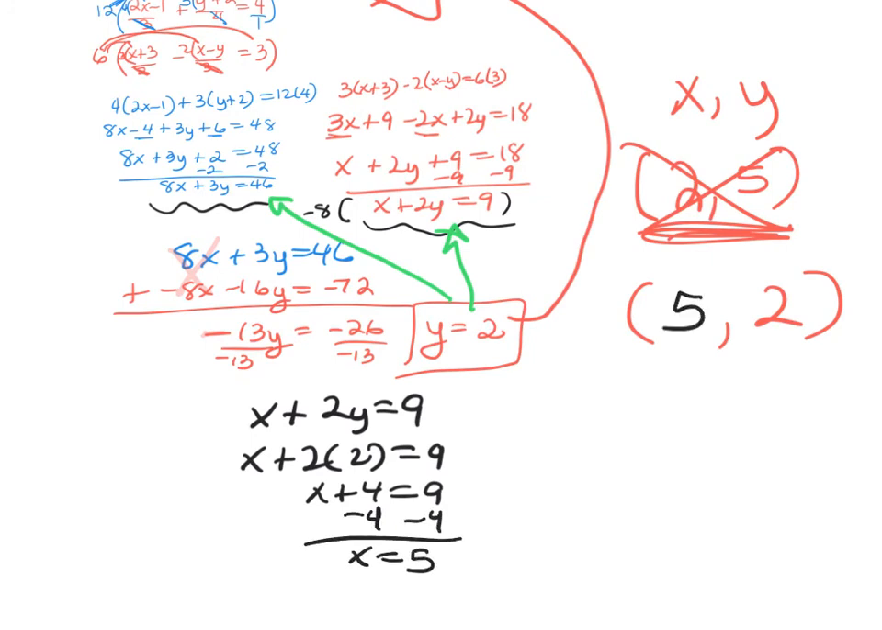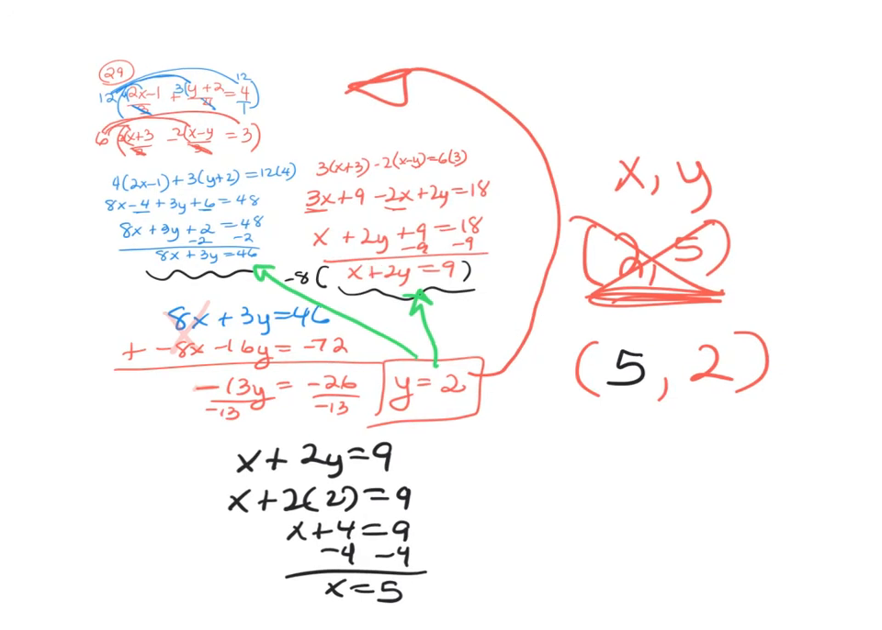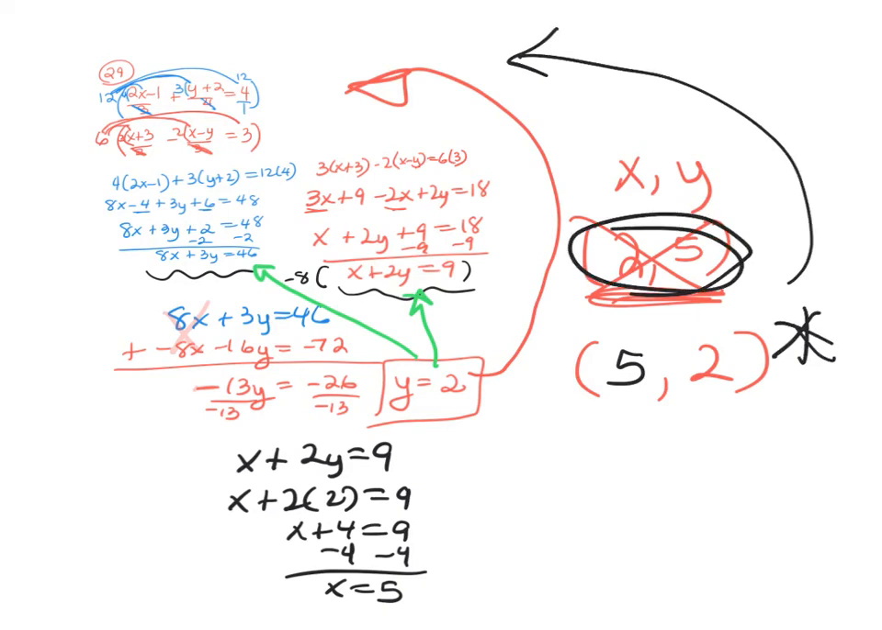So the correct answer is the ordered pair 5, 2. Again, you can take your answer choice and plug it back into the beginning. It has to work for both. If it doesn't, it's the wrong answer. And again, don't pick this one. It's in the wrong order.